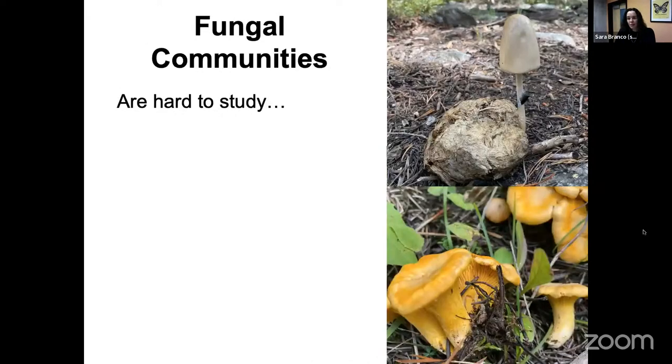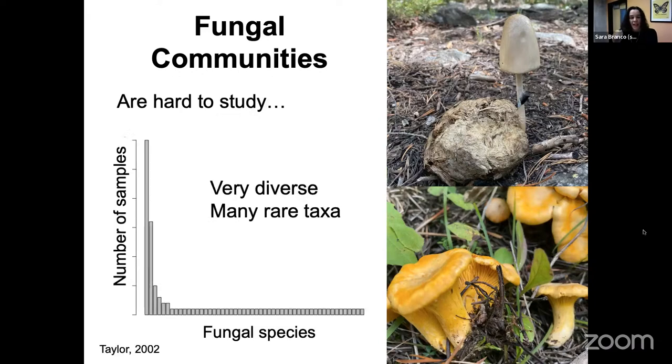When we think about fungal communities, it becomes a little hairy because they're hard to study. As I said, we can't see most of the fungi. We don't know what an individual is unless we use population genetics approaches. And to make things even more fun, in a given community, the typical pattern is very high diversity, and the community is said to be composed of many rare taxa. So you have this curve that is typical for communities, where you have a few species that are abundant and a long tail of species that are not that abundant.